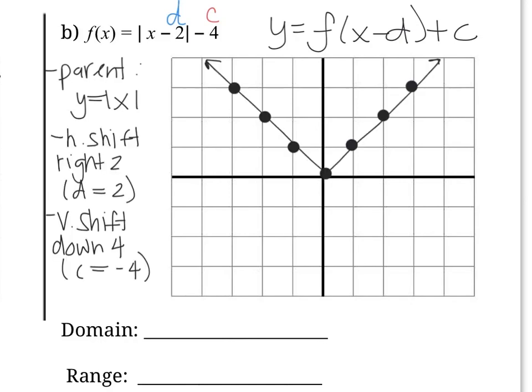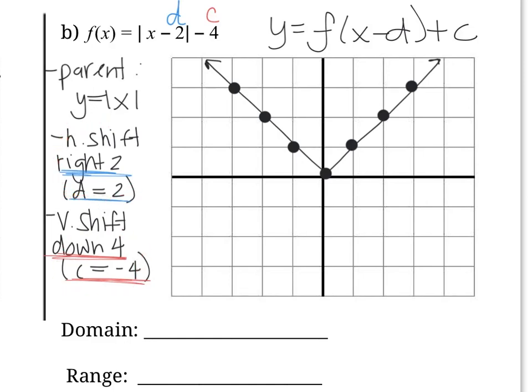So if you've written out your transformations, it should be that we're going to the right 2 because our D value is 2, and we're going down 4 because our C value is -4. We've drawn out the original parent graph of f of x equals absolute value of x, and now we're ready to start shifting. So what I like to do is, for translations, I like to do them together. So I'm going to go right 2 and down 4 all together.